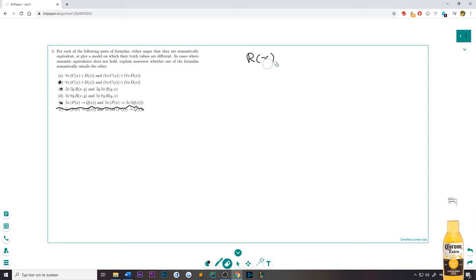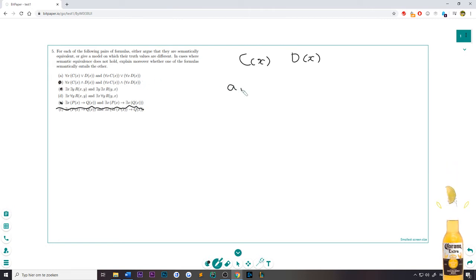So now what we do is instead of Rx, we have C of x and D of x. What the first one is saying is that for all x, x is either C or D. Whereas this one is saying that for all x, they're all C, or for all x, they're all D, right?